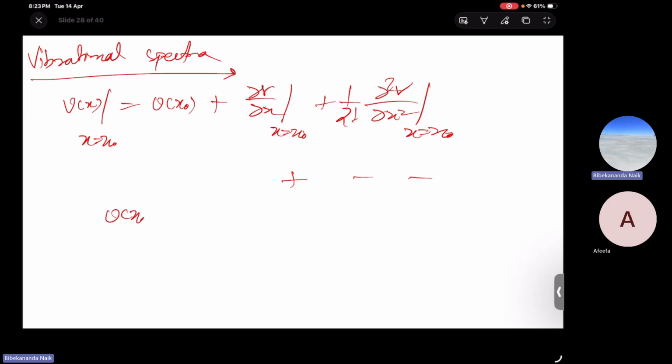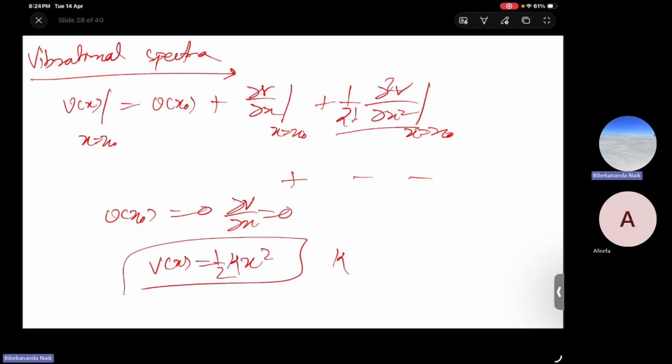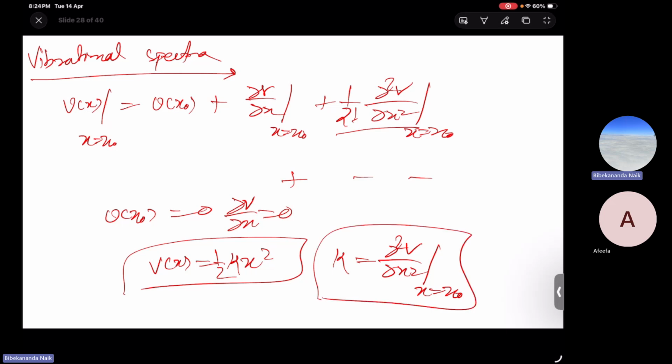When V(x0) equals 0 and del V by del x is 0, the next term is del square V by del x square. So we write it as V(x) equals half k x square, where k is del square V by del x square at x equals to x0.